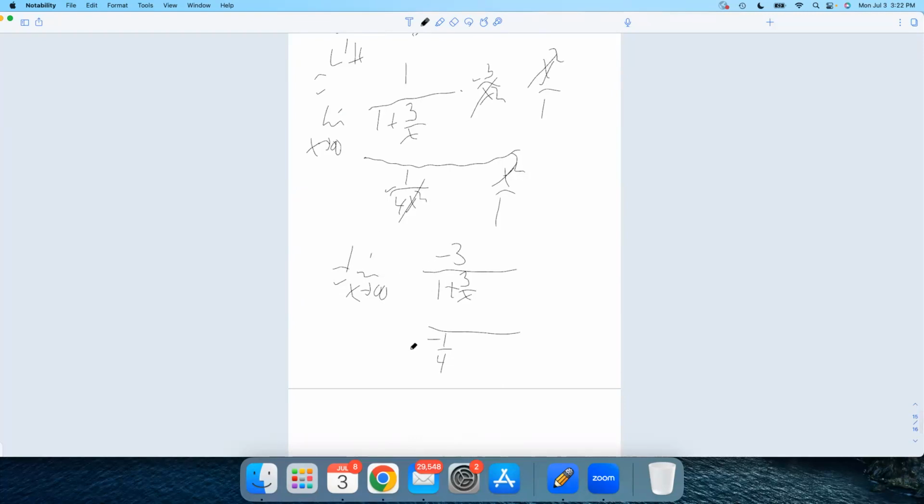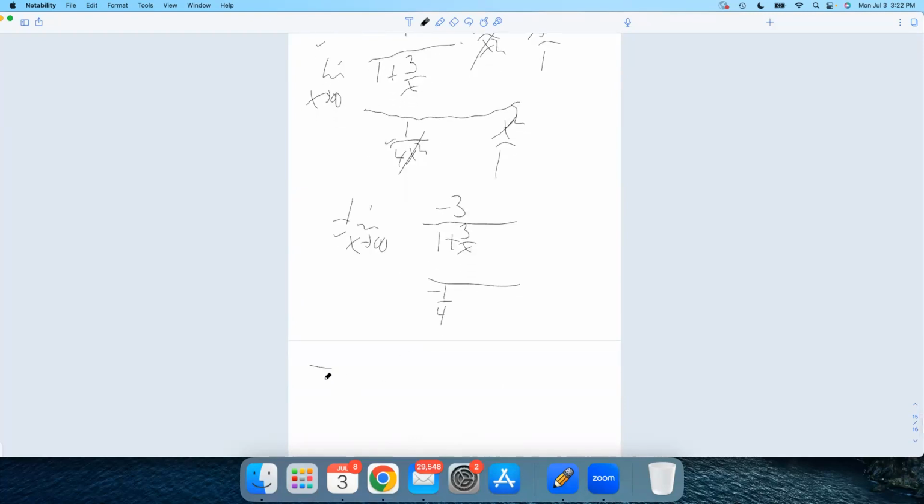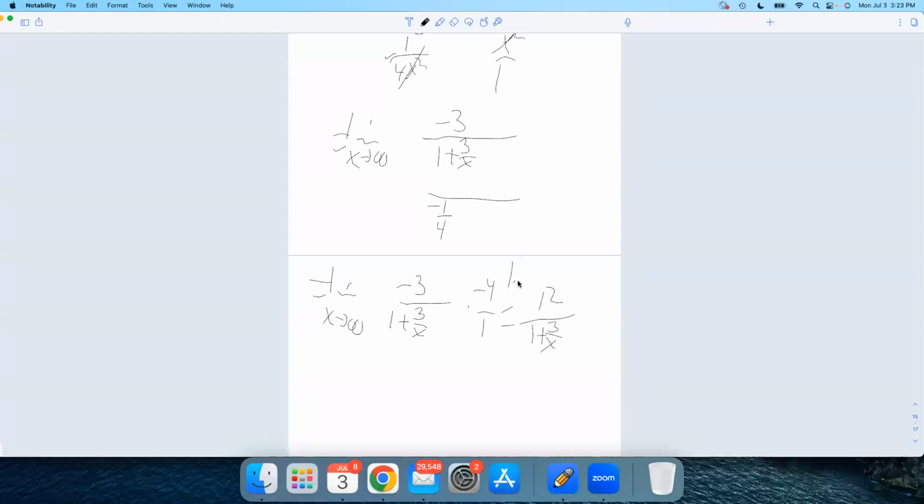Okay, again, let's do a little keep, change, flip. So that'd be negative 3 over 1 plus 3 over x times negative 4 over 1. Which I think will be 12 over 1 plus 3 over x. And I need my limit here. I forgot to write my limit. Got to write the limit until we take it. All right, now we can take this limit.